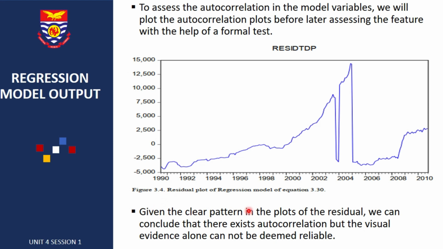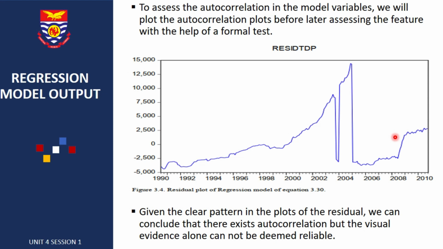Given the clear pattern in the plot of the residuals, we can conclude there exists autocorrelation, as I earlier said. But the visual evidence alone, this plot alone, cannot tell us whether there is autocorrelation or not, because this is not a reliable test. This is just a visual plot. There is a chance that there is actually autocorrelation given the patterns in the plotted residuals, but there could also be a chance that the graphical evidence deludes us into believing there is autocorrelation, whilst in actual sense there is none.